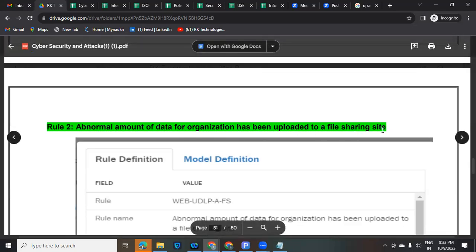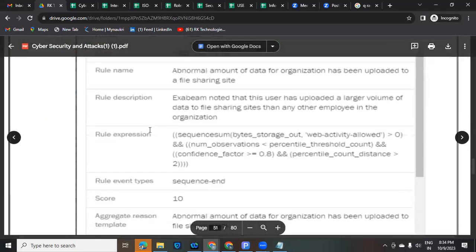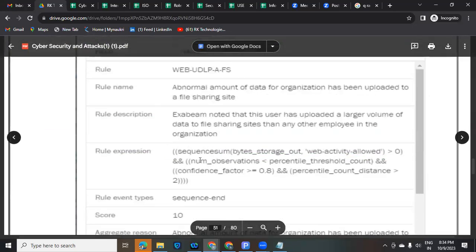DLP. DLP, that's right. Meaning here, a large or huge amount of data, or a not normal event of the data. It's an abnormal amount of the data, not even just a high amount. It is uploaded, for example, to Google Drive or OneDrive or virustotal.com. That is the perfect use case. This one we have to suspect as a DLP data breach or data exfiltration. For that one, the rule expression is this one.